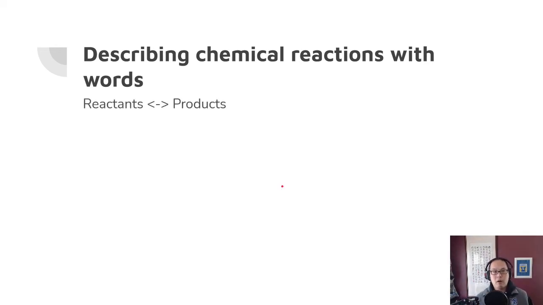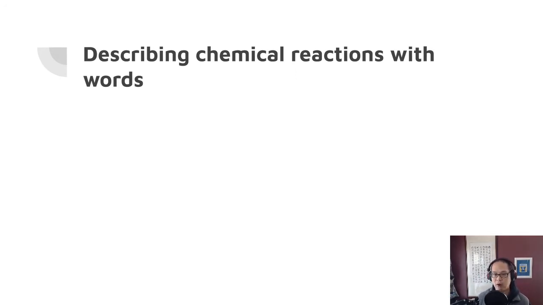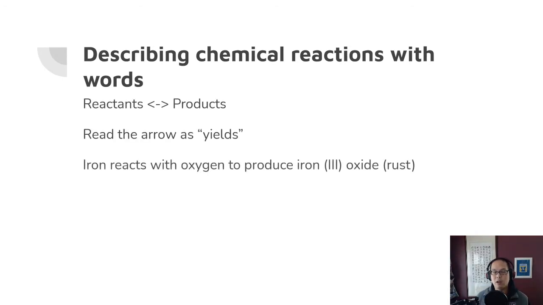Another thing that I forgot to note is that you're going to read the arrow or the double arrow as "yields." So if I go back to this, I'm going to say hydrogen peroxide yields water and oxygen. So read that double arrow as yields. So let's go back to this equation.